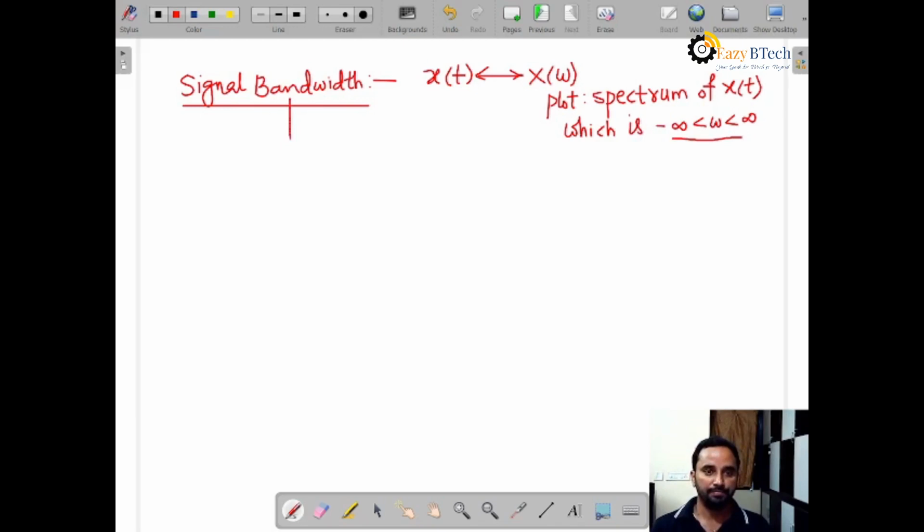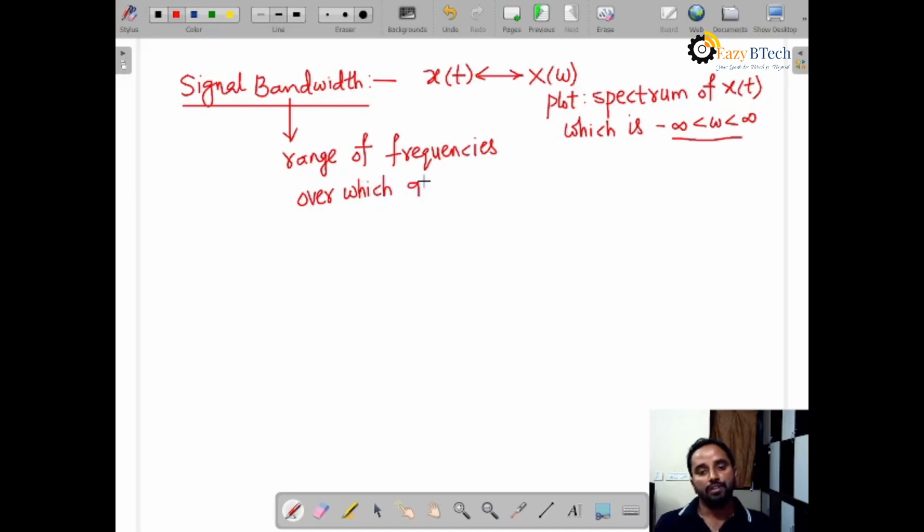Now signal bandwidth means the range of frequencies over which 95% of the signal energy, or most of the signal energy, is available. So the range of frequencies over which 95% of signal energy is available, that frequency range is called signal bandwidth.